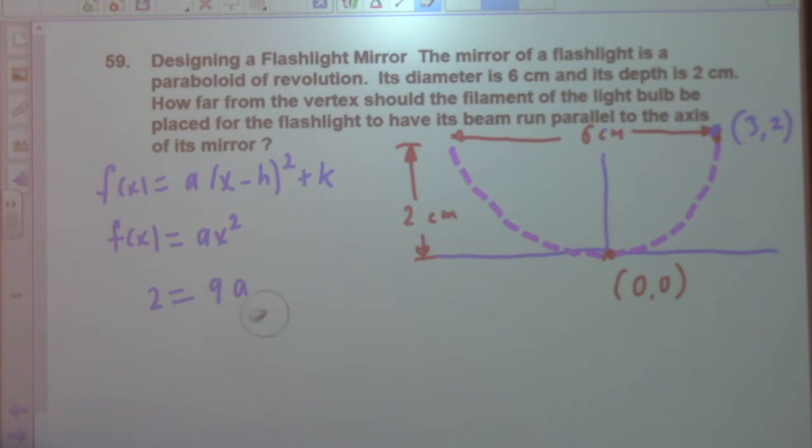Let me write that out more distinctly. A times 3 squared, so we get 2 is equal to 9a. So a is equal to 2/9. Okay, so now we know what that is, and we know that our equation is going to be f of x equals 2/9 x squared. Is that right? Right. Okay, now, what are we going to do next with this thing?